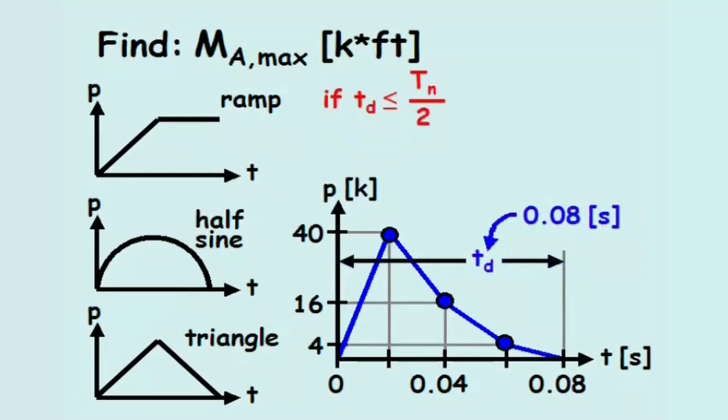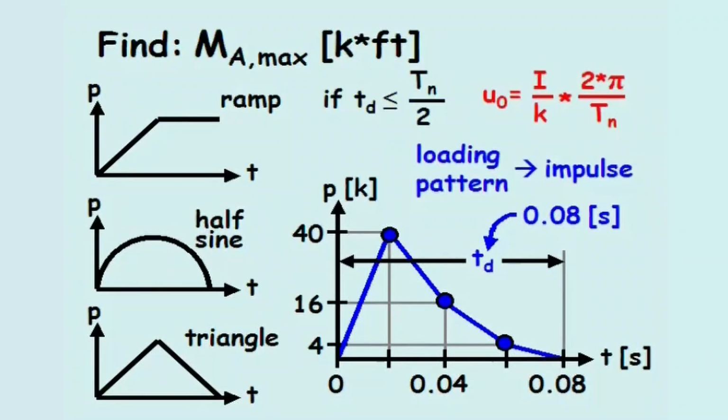If the loading duration is less than half the natural period of the system, then the loading pattern can be approximated as an impulse, and therefore maximum displacement can be approximated as the impulse, I, divided by the stiffness, K, times 2 pi divided by the natural period of the system, T sub n. But first we must calculate the natural period of the system to confirm if this approximation is valid.